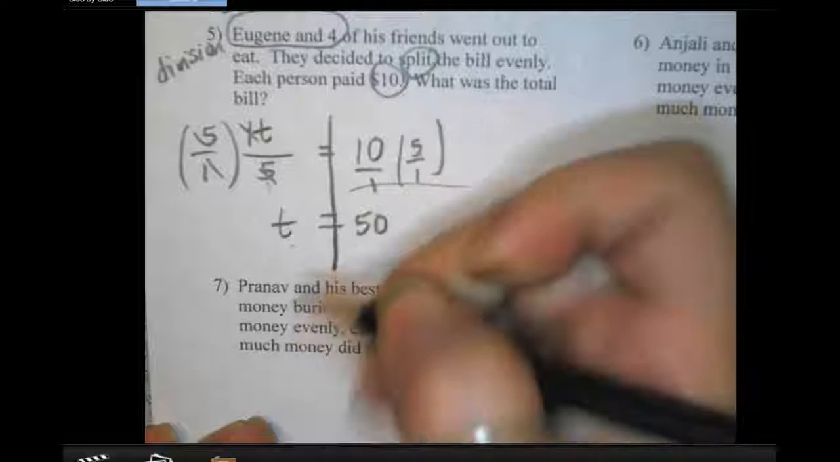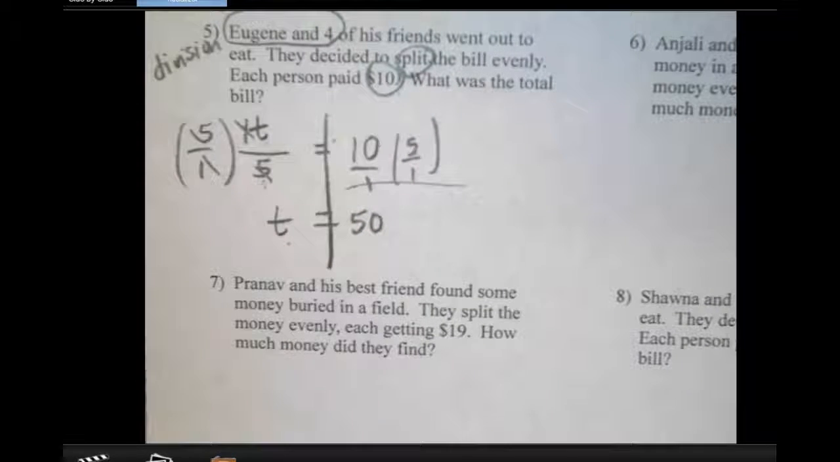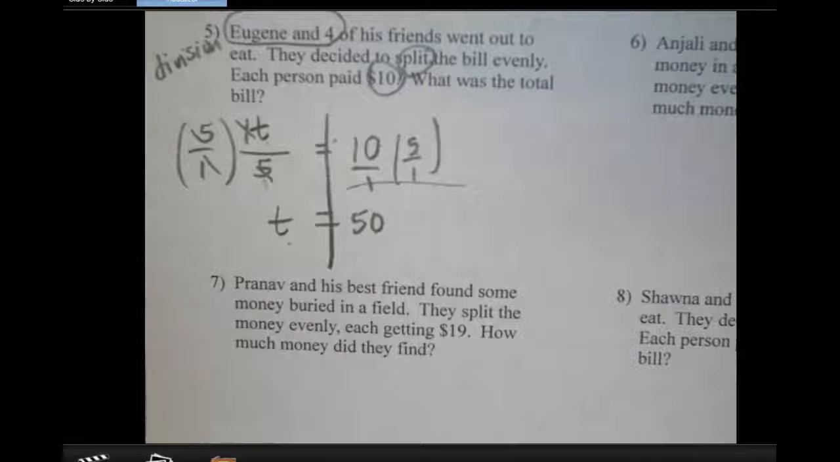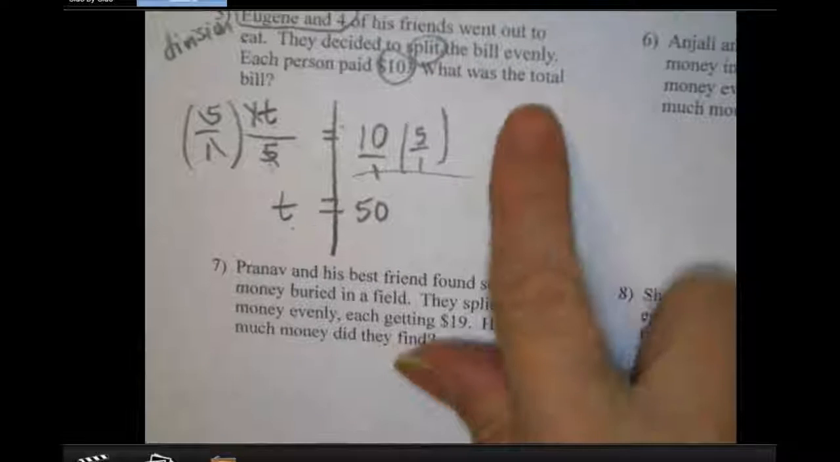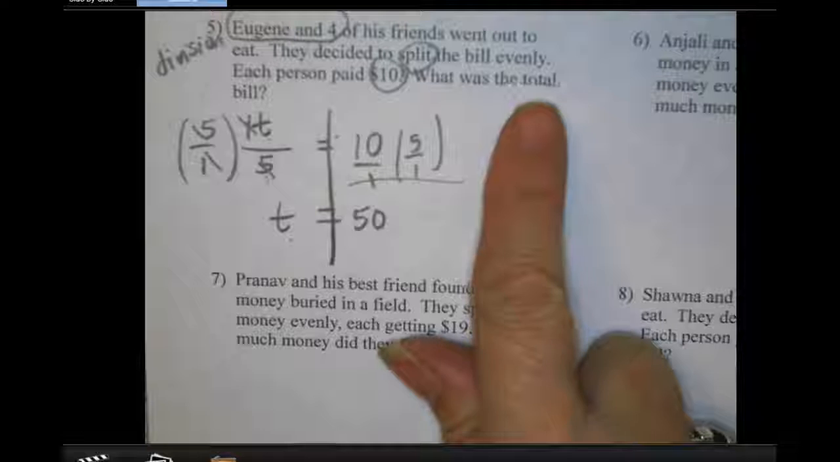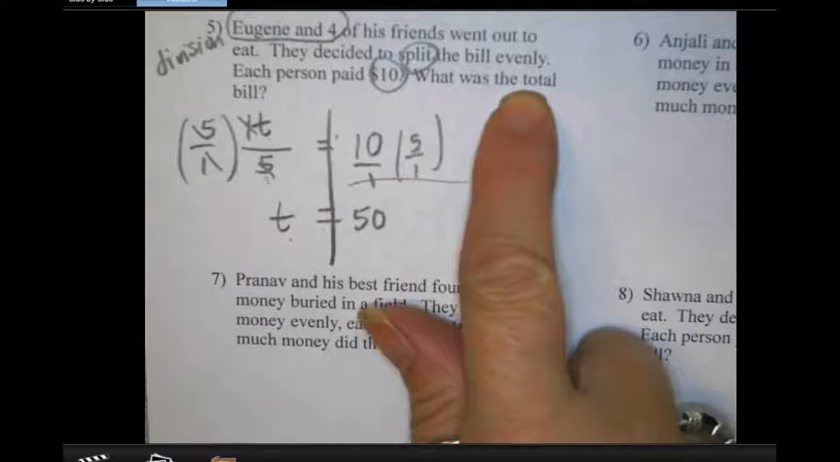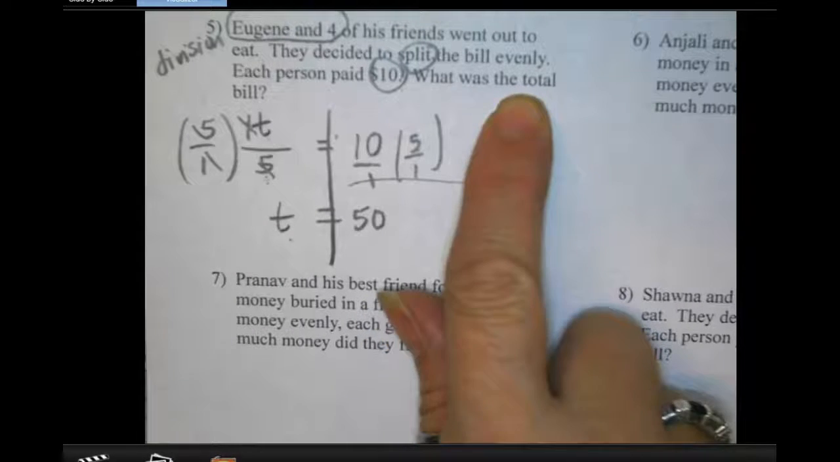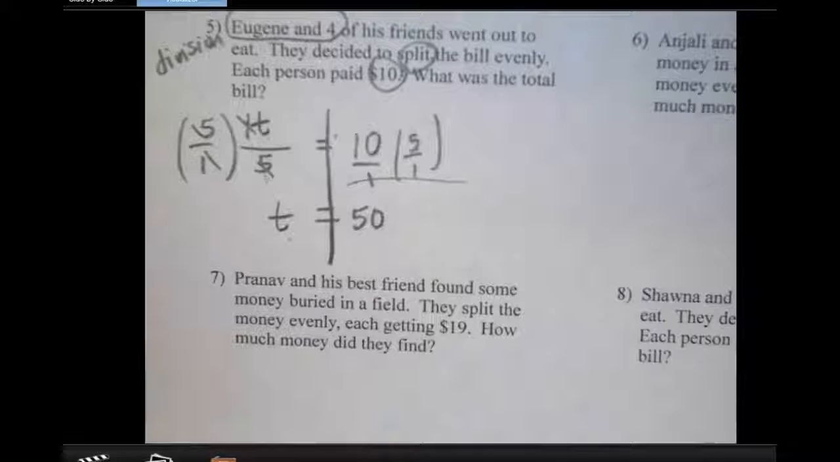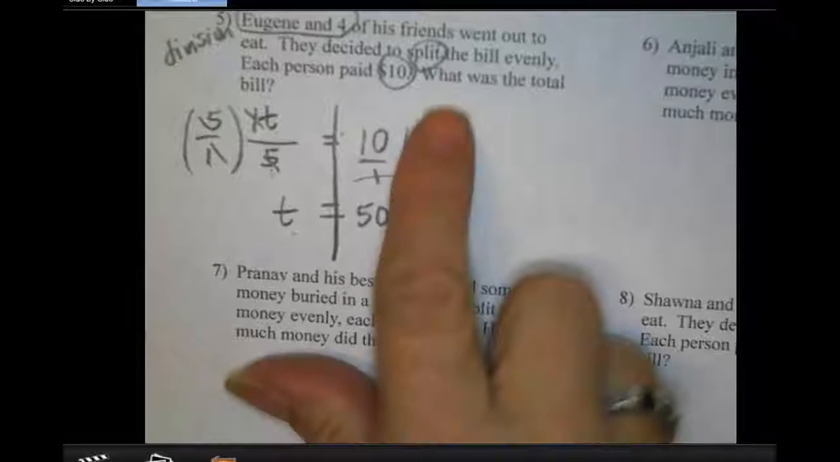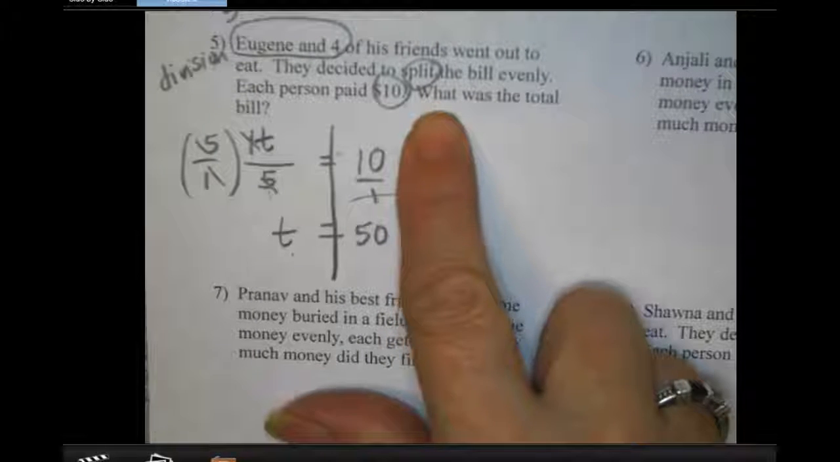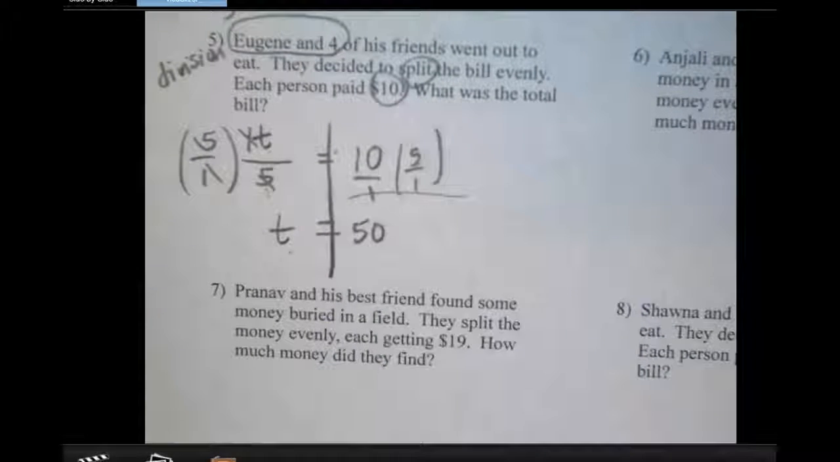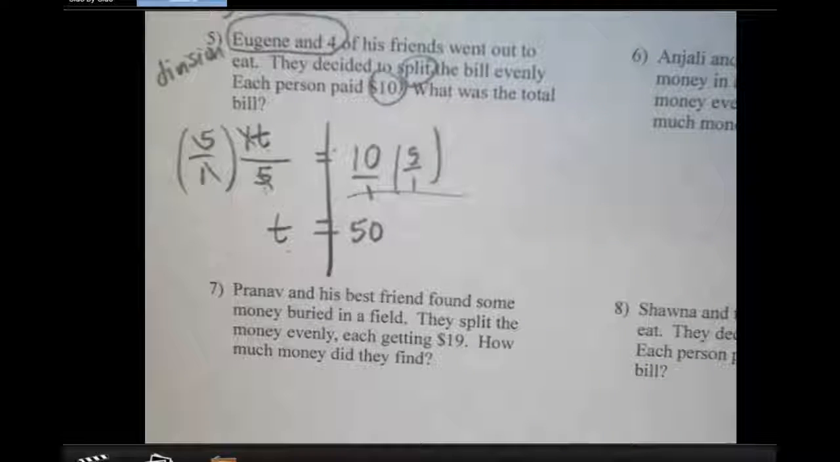So what's my word answer for this going to be? Jordan? Everyone paid $10 and no. $50. Camila? The total was $50 and they each paid 10. Okay, but what is the question? The question says, I got it. The total was 50. So the total bill. It's all it's asking you is the total bill. Good job.